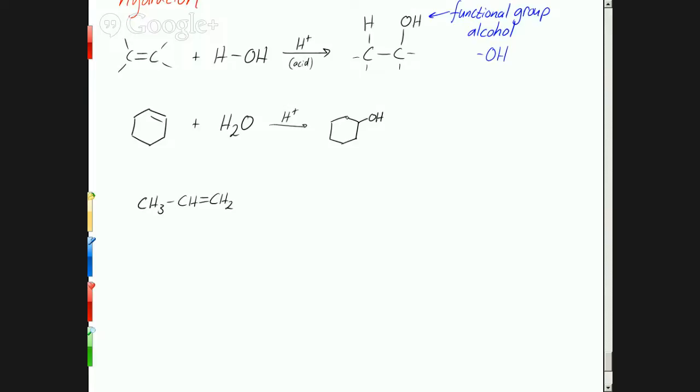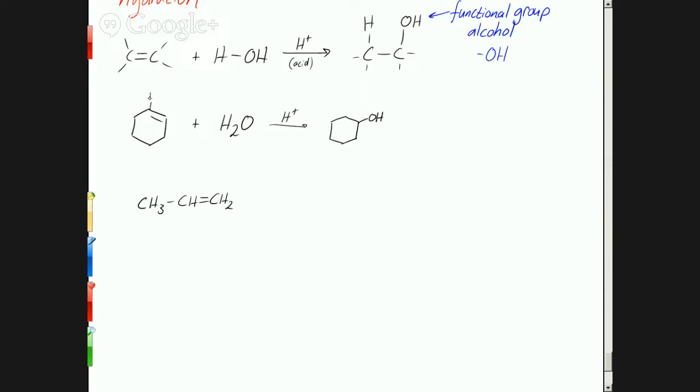Here, but because we're using a line structure, we don't show it. So here, if we count on the carbon, this carbon has 1, 2, 3 bonds showing, which means it needs one more from a hydrogen. Here we have 1, 2, so that means it has 2 hydrogens.